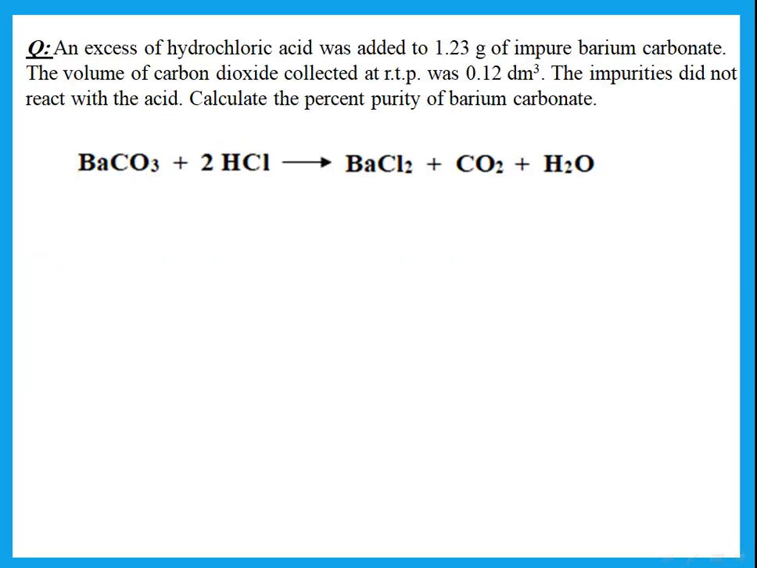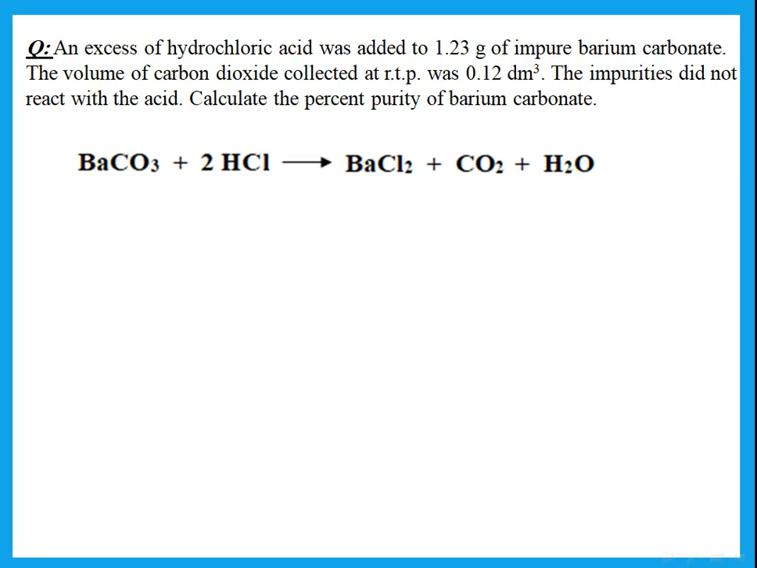So let's try a question. It says an excess of hydrochloric acid was added to 1.23 grams of impure barium carbonate. Once he says mass of impure, that means I actually don't know the mass of barium carbonate. Because if it is impure, not all the 1.23 grams is barium carbonate. Some of it is barium carbonate and some of it is impurity. So I'm just going to put the 1.23 grams on the side for now.